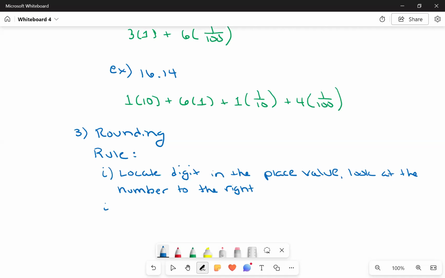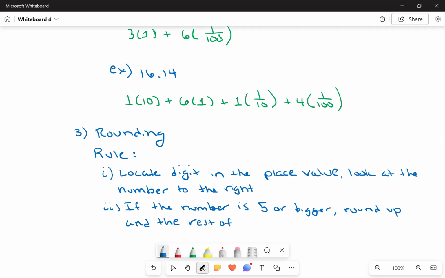Okay, if that number is 5 or bigger, you round up and the rest of the numbers disappear. And the rest of the numbers are gone.